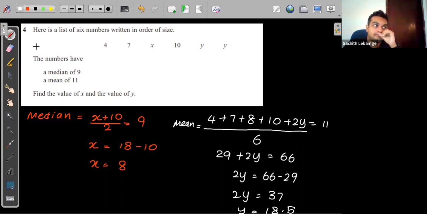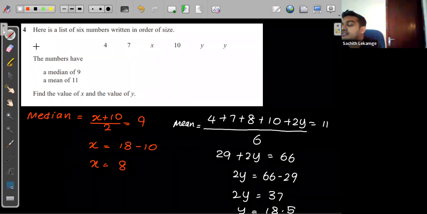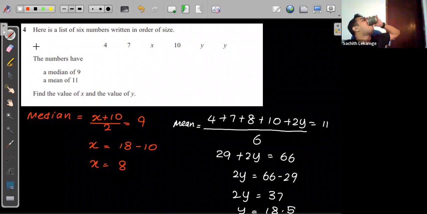Does somebody do it? I sent a message on the group as well. Maybe concentrate. Right?